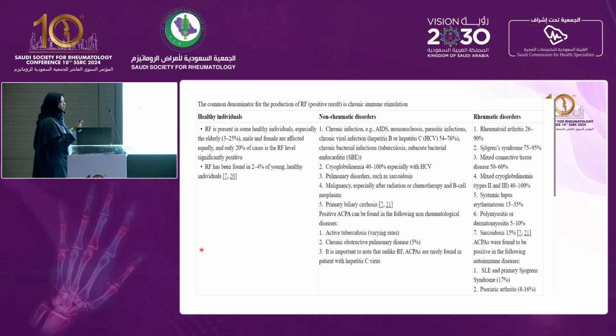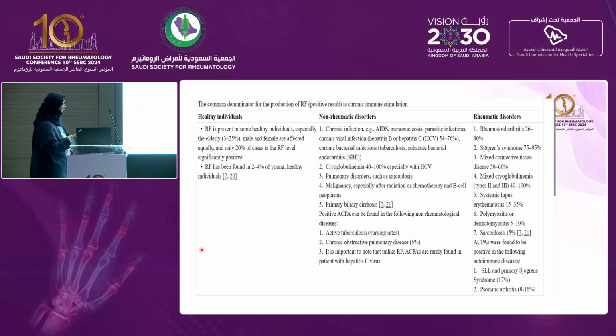Again, the mimics of autoimmune disease are tuberculosis and viral infections, so again, you can find it positive here. There is another disease, malignancy, especially hematological malignancies. In primary biliary cirrhosis, you have a high incidence of rheumatoid factor. What about ACPA? It can be positive in active TB again, and chronic obstructive pulmonary disease. So again, TB is our mimic, clinically and in the laboratory. But it is important that anti-CCP will not be positive in patients with hepatitis C. So this can differentiate.